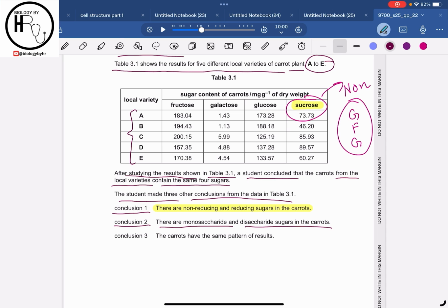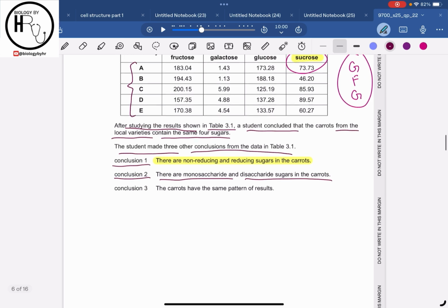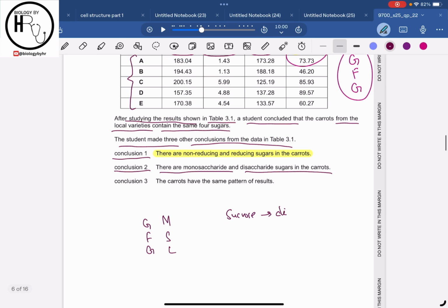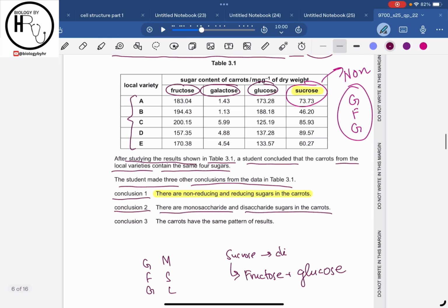There are monosaccharide and disaccharide sugars in the carrot. So monosaccharide sugars are glucose, fructose and galactose, and sucrose is the disaccharide sugar. And what monomers is sucrose basically made up of? Sucrose is made up of fructose plus glucose. So sucrose is a disaccharide sugar, and this conclusion is also being supported.